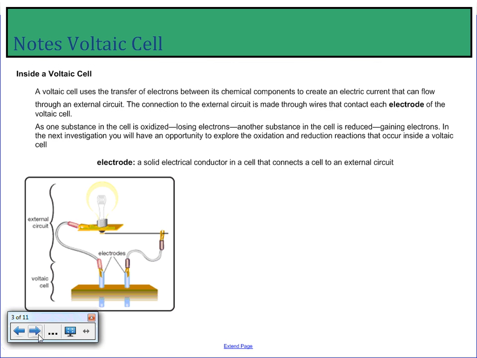Inside, a voltaic cell uses the transfer of electrons between chemical components to create an electric current that can flow through an external circuit. The connection of this external circuit is made through wires that contact each electrode of the voltaic cell. As one substance in the cell is oxidized, or loses electrons, another substance in the cell is reduced, or gains electrons. In the next investigation, we'll have the opportunity to explore the oxidization and reduction reactions that occur inside a voltaic cell. An electrode is a solid electrical conductor in a cell that connects the cell to an external circuit.